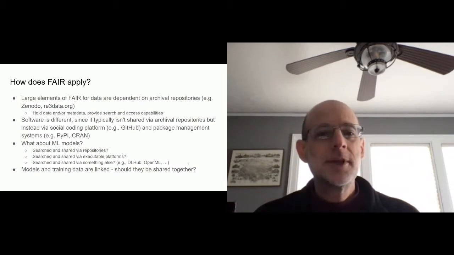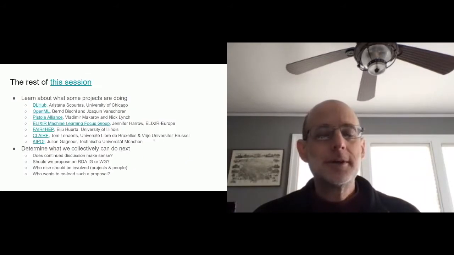Next. So what we're going to do in the rest of the session is to learn about what some projects are doing. There's a list of these projects here, and they're also in the agenda. And then we will talk in the last half hour about what we can do next. So we're going to have a series of roughly 5-minute talks with a couple of minutes for questions after each one, and then half an hour of discussion about, is this a good topic? Should we propose something within RDA, an interest group or a working group? Who else should be involved that we haven't talked about here? And if we did propose this, who would want to lead or co-lead it? So let's get to that.